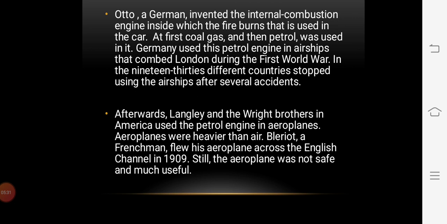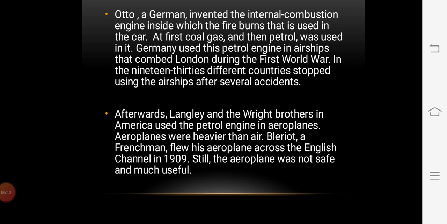Germany used this petrol engine in airships that bombed London during the First World War. In the 1930s, different countries stopped using the airship after several accidents. Actually, Germany used it, as I told you, for war purposes. Later on, in the 1930s, most of the countries stopped using it because lots of accidents took place.